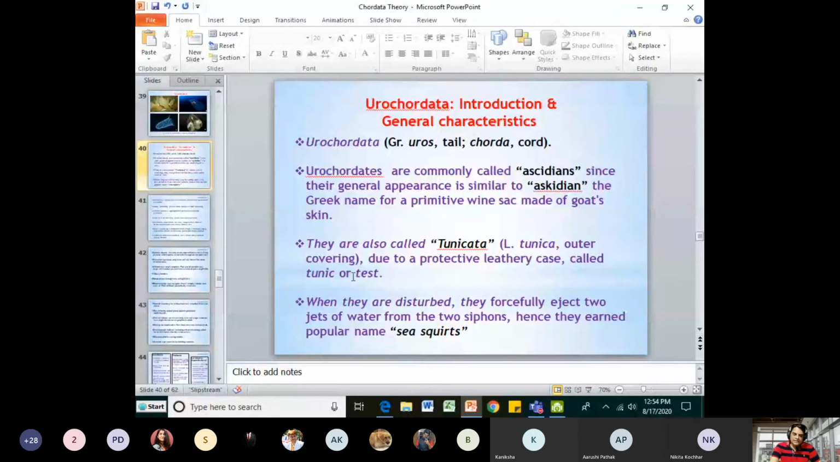Then the second characteristic: they are also called tunicata, and tunicata was derived from the Latin word tunica, that means outer covering. Due to a protective leathery case, they are called tunicata, because this leathery case is called tunic or test, made of tunicin. Then they are also called sea squirts, because when they are disturbed, they forcefully eject two jets of water from the two siphons. Hence they have earned the popular name sea squirts.